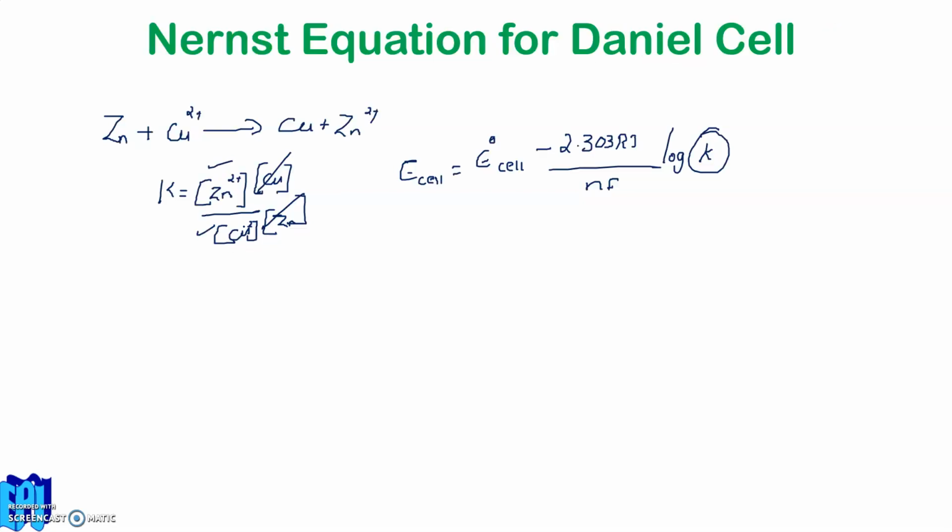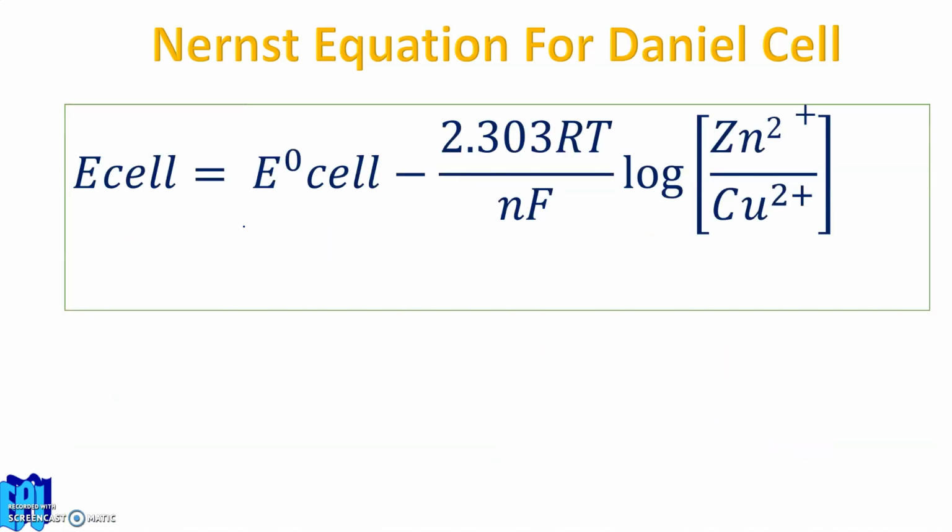The equation becomes like this: E cell is equal to E0 cell minus 2.303 RT by nF log concentration of Zn2+ by concentration of Cu2+. That is the equation for the Daniell cell. Okay, and at the initial time of this class I explained that, rather than the concentration, temperature has an inevitable importance on the value of E cell.